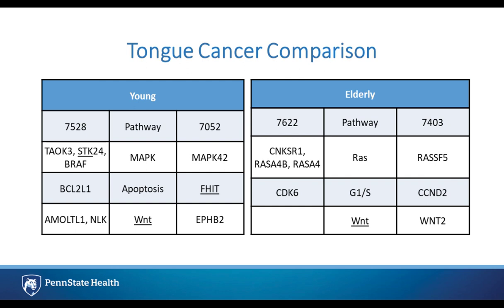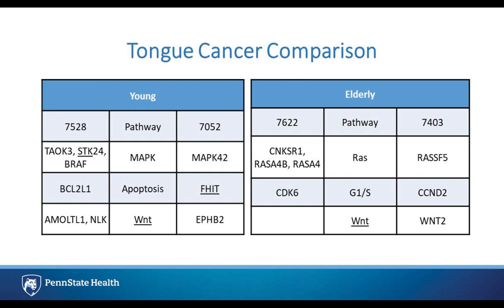If we look at these two young tongue cancers and compare them to the two elderly, we can notice a trend in different pathways that are involved. Of course, we're comparing two young versus two elderly, so it's not quite a large comparison yet, but there are already some things we can start to take away. For the young patients, the MAP kinase pathway is heavily involved in both of these patients. We can see apoptosis is affected in both predominantly, as well as Wnt signaling. On the elderly side, in comparison, we have involvement at the level of RAS, as well as the G1/S transition, although one of these also involves Wnt signaling.